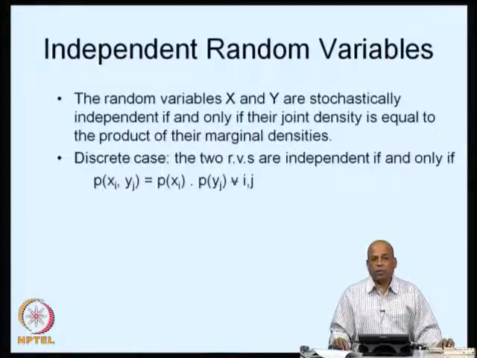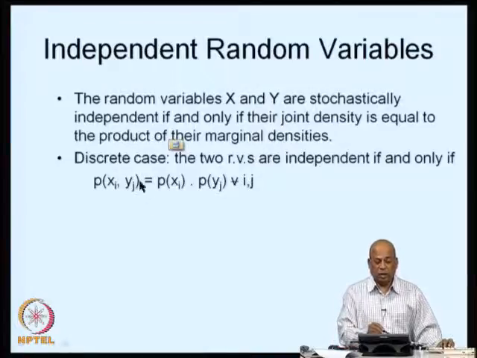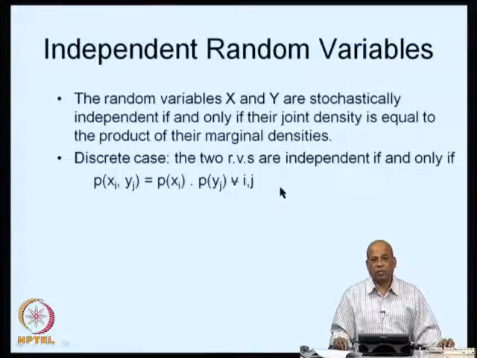Now, in the case of discrete random variables, the two random variables are independent if and only if the probability of x i comma y j, which is a joint probability mass function, is equal to probability of x i into probability of y j for all i and j, which is stating in words the joint probability mass function must be equal to the product of the marginal probability mass functions p of x i into p of y j, the product of the two marginal probability mass functions.